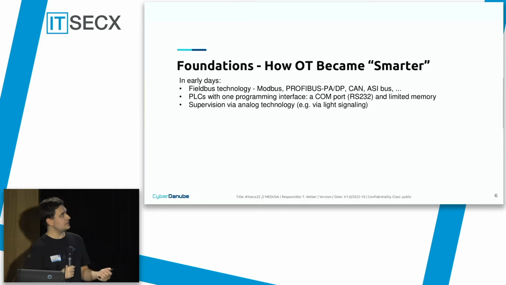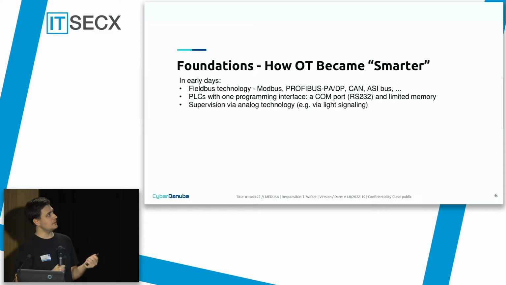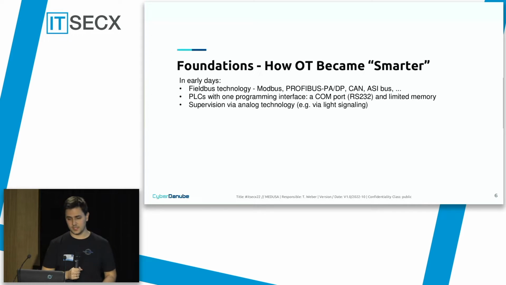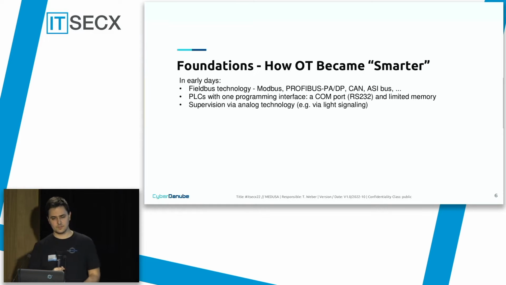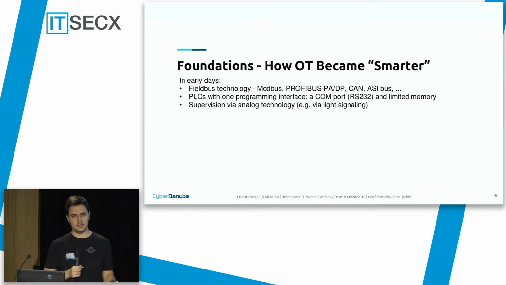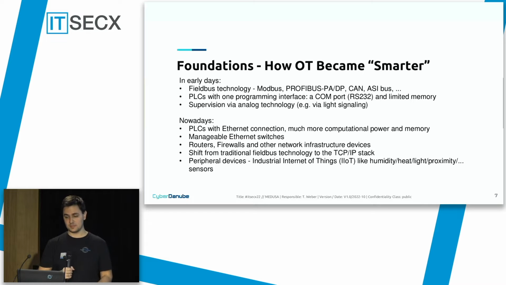So in the early days, we had field bus technology in the operational technology network, and PLC programming via the COM interfaces, RS-232 and so on, and you had limited memory, as we have heard in the previous talk. And the supervision was via analog technology, light signaling and some buzzers and whatever you can imagine. And now it became smarter. Not all of them, of course, because you have a lot of old devices in the network and a lot of legacy software.